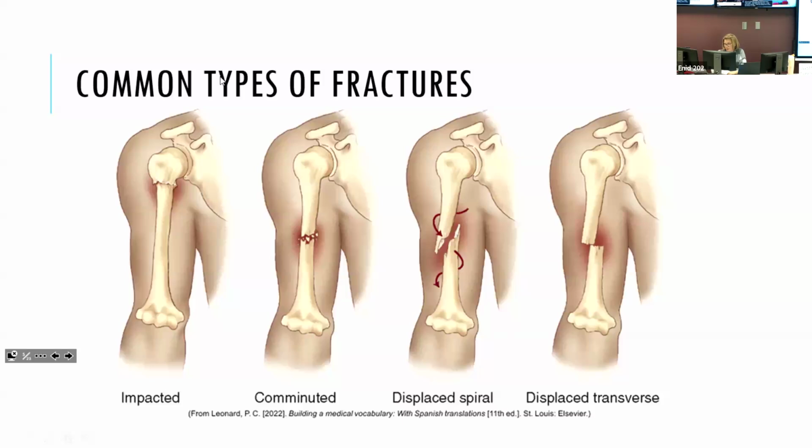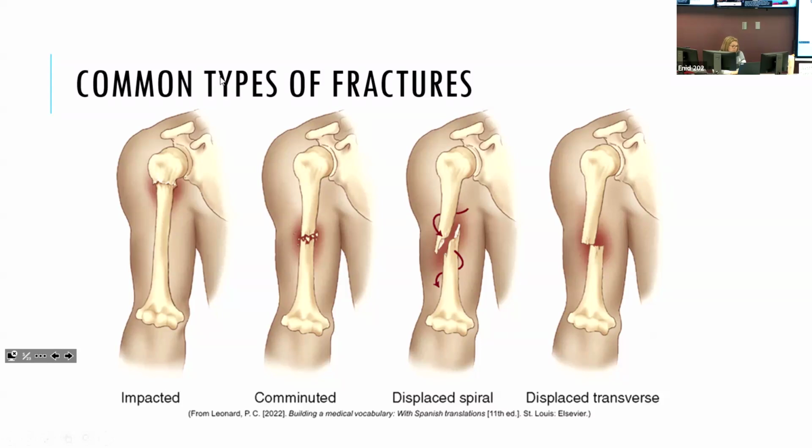And sometimes you can see old fractures that have re-healed, like a greenstick fracture. A greenstick is similar to the displaced spiral, but it's not displaced. You can see where the bone is kind of splintered from being twisted. And then the displaced transverse is where the broken ends of the bone are separated and they don't line up correctly.